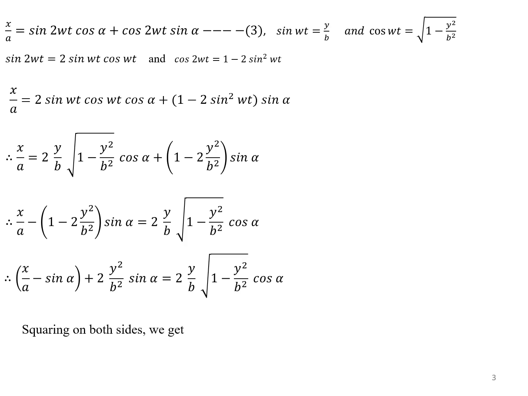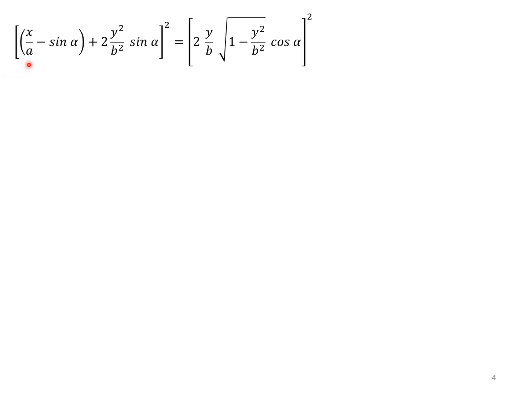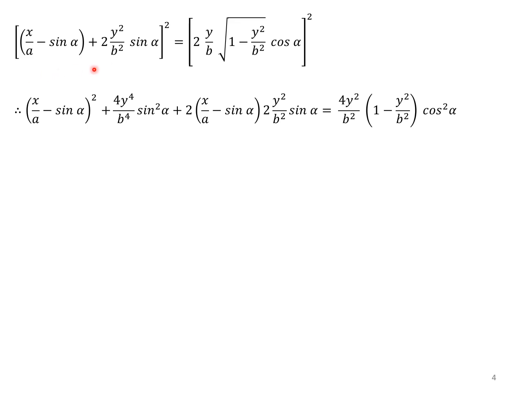Then squaring on both sides. Now we write the square of the LHS term and the square of the RHS term. The square of the LHS term is (x/a - sin α)² + 4y⁴/b⁴ sin²α + 2 (x/a - sin α)(2y²/b²) sin α, which is equal to the square of the RHS, 4y²/b² (1 - y²/b²) cos²α.